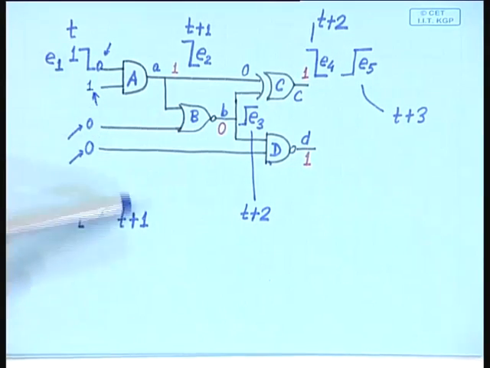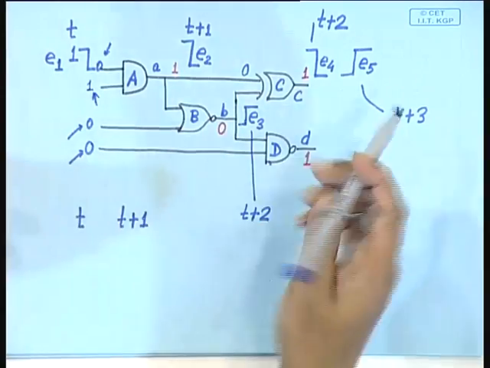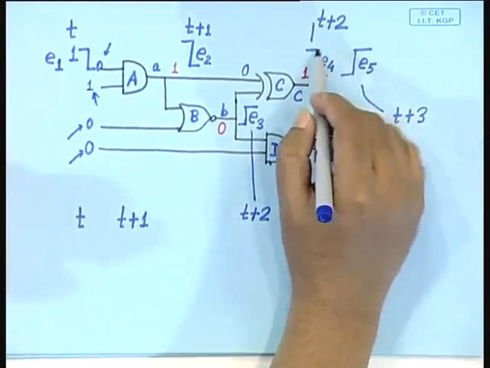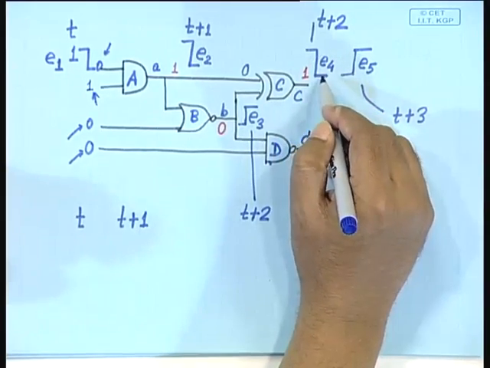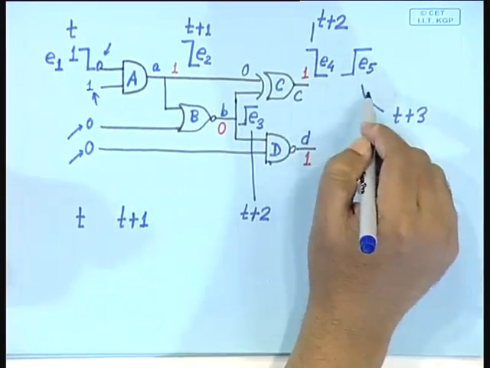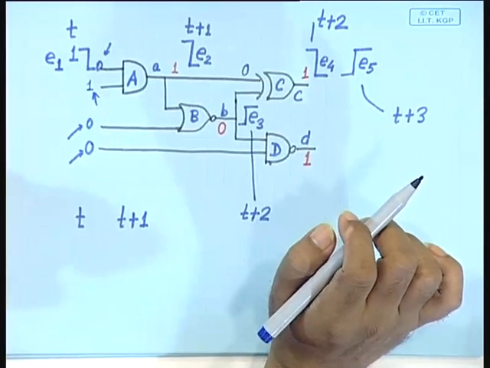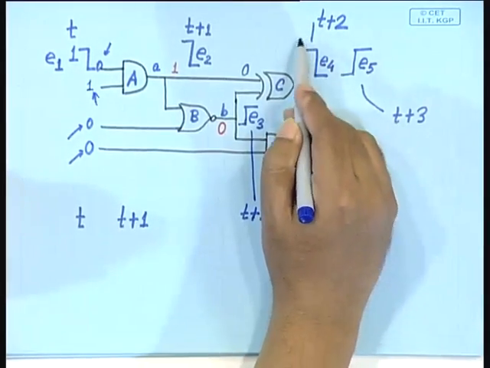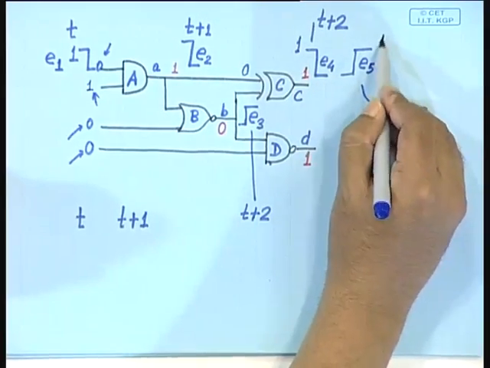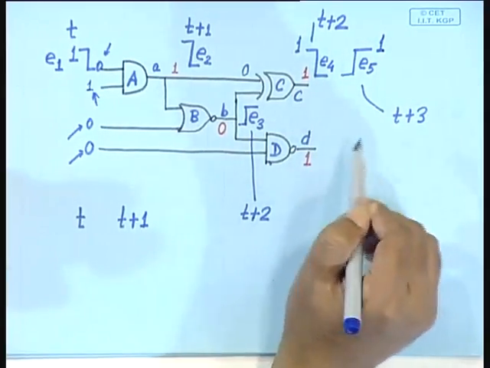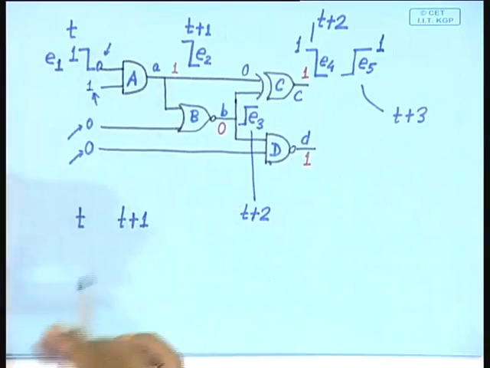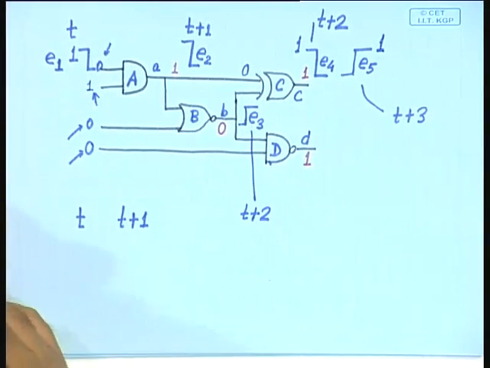But when we did event driven simulation, we are able to see this glitch, that this signal at C momentarily goes down and then comes up. It was 1 at the beginning, it is 1 at the end, but momentarily it went down and came up. The question is whether you want to see that event or not.